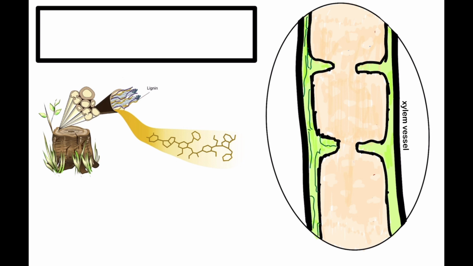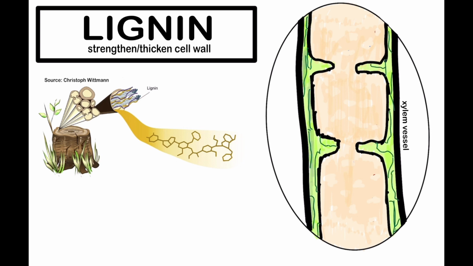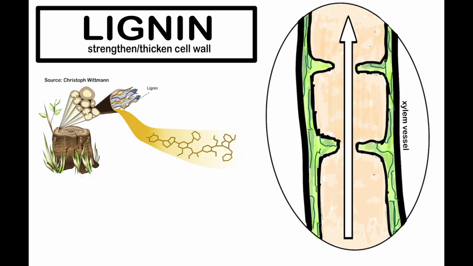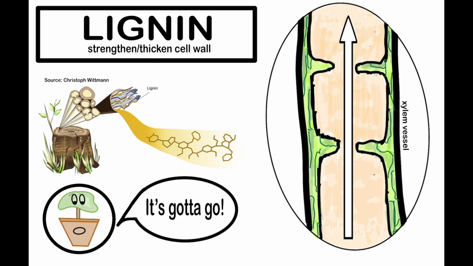Luckily, the xylem is packed with lignin to endure these tough pressures. But since the xylem can only withstand unidirectional movement, when the water reaches the leaves, it's gotta go.